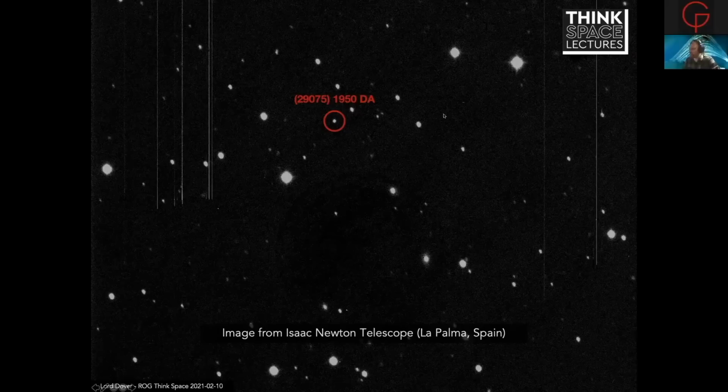And the reason that we can see asteroids at all is that they reflect light from the sun. So you may have heard that we can see the moon because we see sunlight reflected from the moon and then it bounces back to us. And that's exactly what happens with asteroids. So when you point a telescope at the sky and you see an asteroid, it is just a point of light in the sky. And this asteroid that we're looking at here is one called 1950 DA.